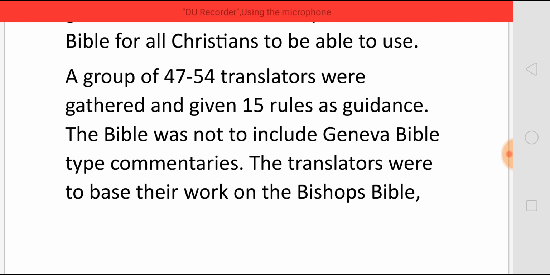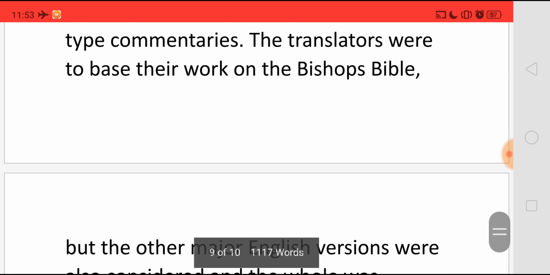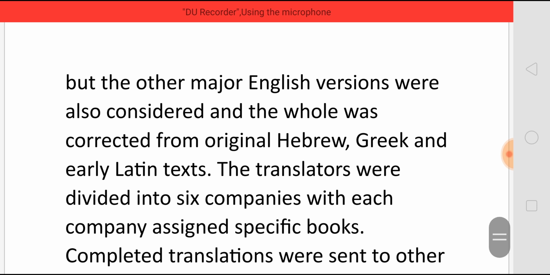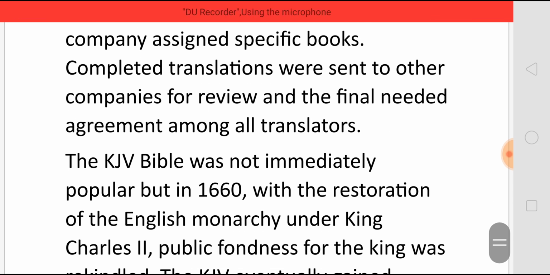A group of 47 to 54 translators were gathered and given 15 rules as guidance. The Bible was not to include Geneva Bible type commentaries. The translators were to base their work on the Bishop's Bible, but the other major English versions were also considered, and the whole was corrected from original Hebrew, Greek, and early Latin text. The translators were divided into 6 companies, with each company assigned specific books. Completed translations were sent to other companies for review, and the final needed agreement among all translators.